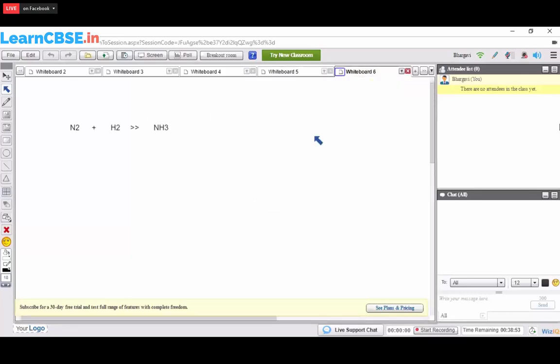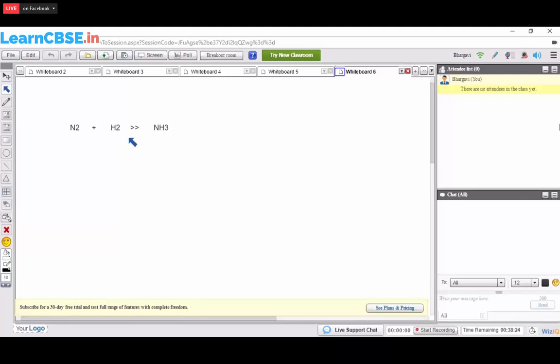Then nitrogen reacts with the hydrogen, gives the ammonia. Okay. So N2 plus H2 gives NH3. So here both are diatomic molecules. So first what we have to do is, here there are 2 nitrogen atoms. Here it is only 1 nitrogen atom. Here it is 2 hydrogen, and here it is 3 hydrogen. Okay. So first we have to balance the 2 different numbers.